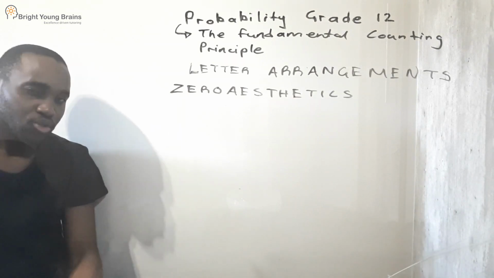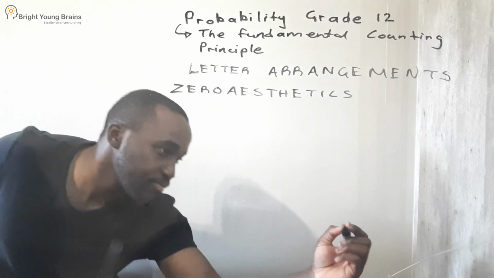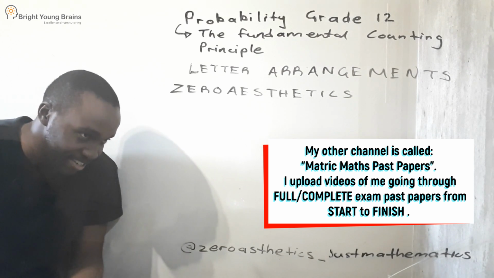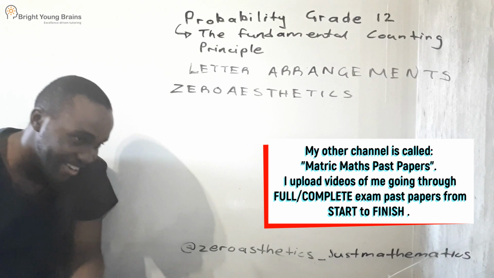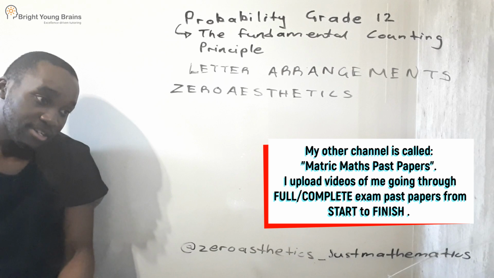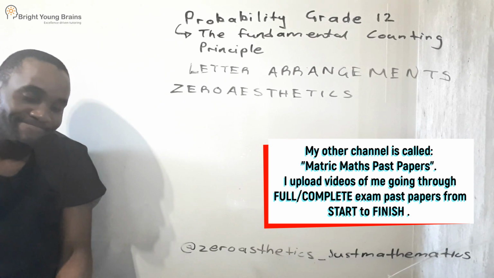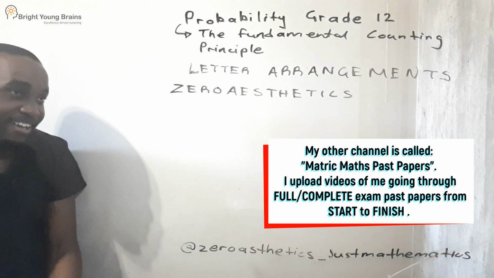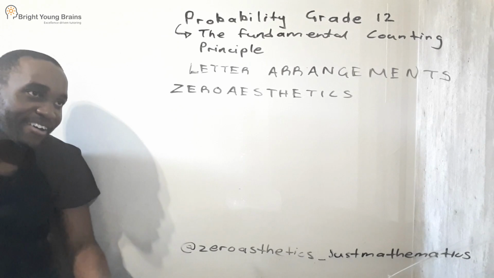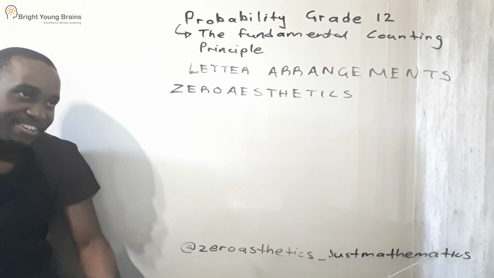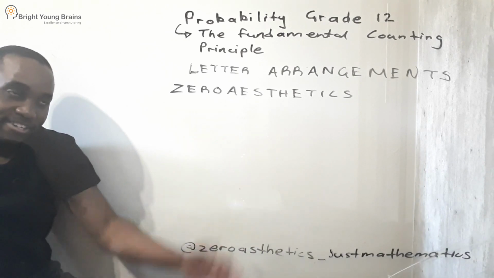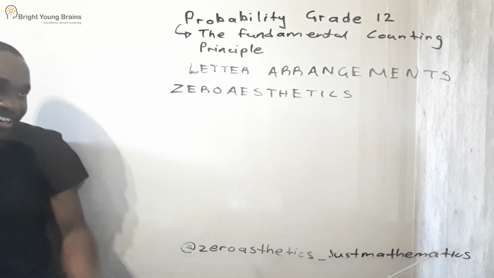Zero aesthetics. My math page on IG is actually called zero aesthetics underscore just mathematics. There's no E there. That is deliberate now, but initially that was actually a misspelled word because of spelling. If you're good at spelling, let me know in the comments. If you're not, let me know in the comments. Let's see how many of us there are that are just so bad at spelling that we have just learned to live with it.